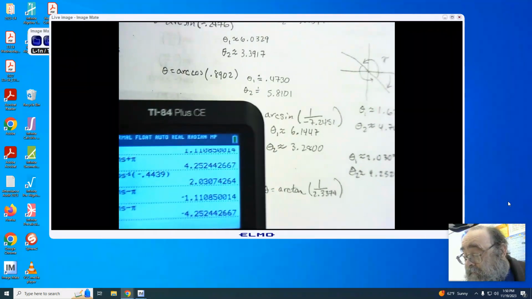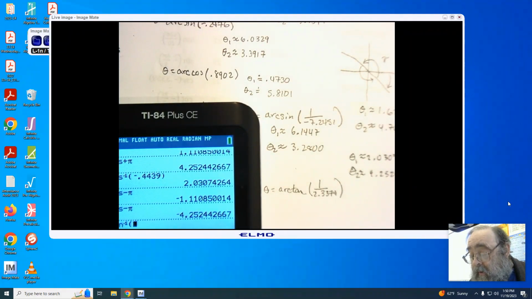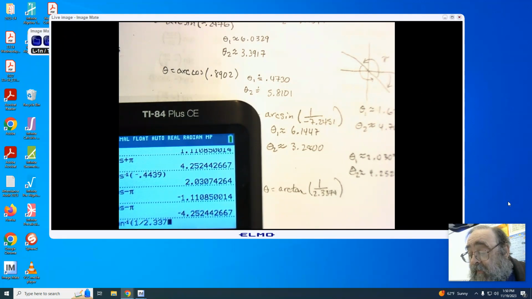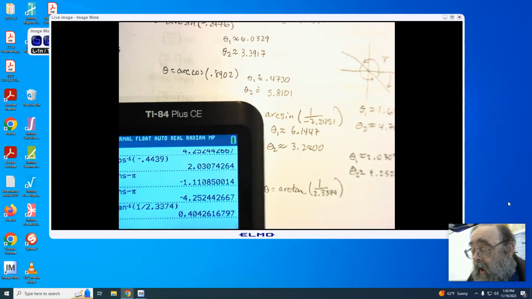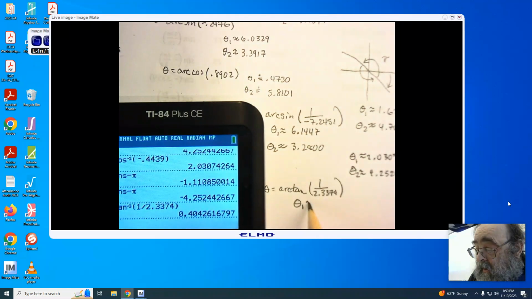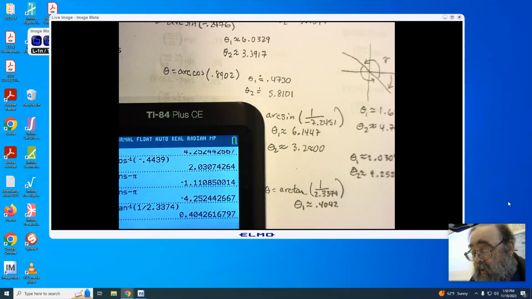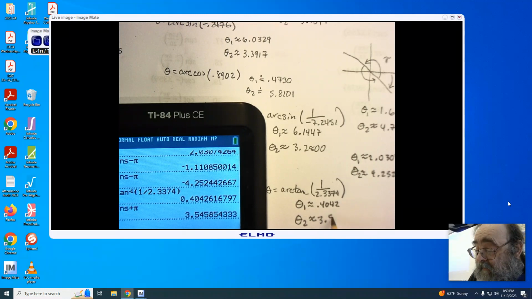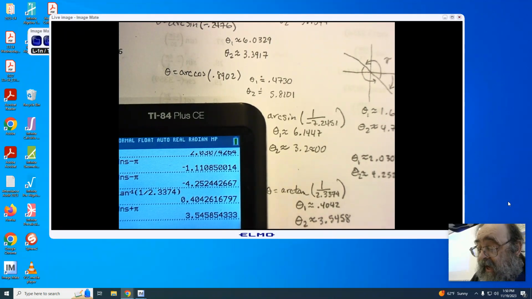Here we go. Arc tangent, 1 divided by 2.3374. Hit enter. Our first answer is theta 1 is approximately 0.4042. I'm now going to add pi, and my next answer in the third quadrant, where tangent is positive, is 3.5458. Once again, I am truncating for each of these.